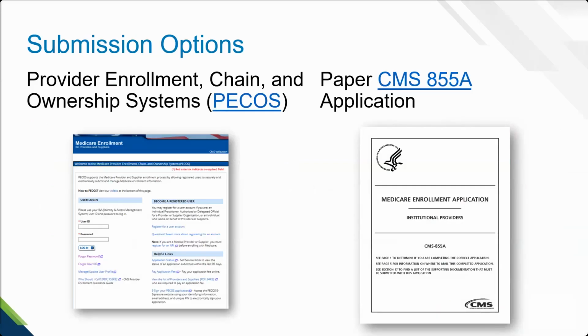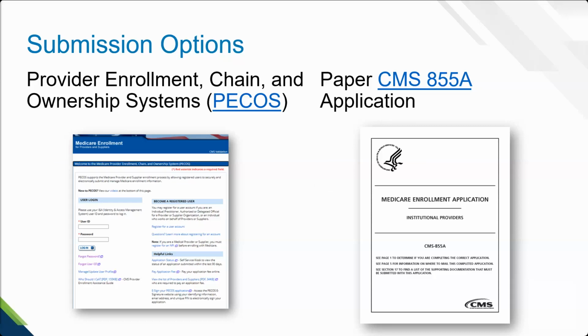Your submission options for the CMS 855A application are the same as they are with any other CMS 855 enrollment application. You have the option to submit them through the Provider Enrollment, Chain and Ownership System, also known as PECOS, and you'll notice that I did provide a link to that system here. Or you can submit them through the paper template that's available on the cms.gov website, which is also a link that I've provided to you for that CMS 855A.